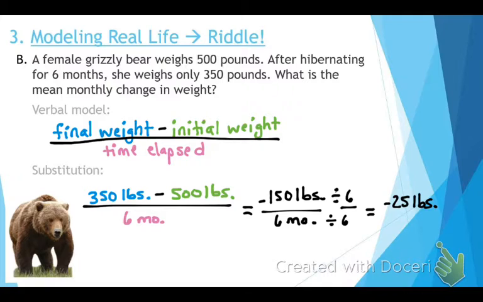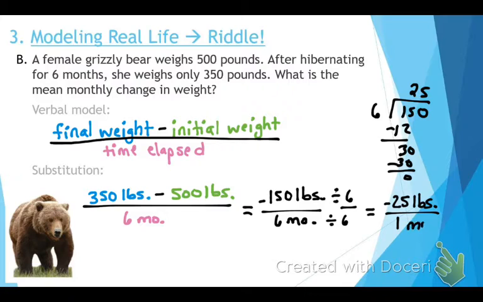Okay, and once again, if you didn't know how to do that, you just come off to the side and do 150 divided by 6, and you know it comes out to being 25. And our answer we know has to be negative. So negative 25 pounds per what? Per 1 month. Okay, how many of you would say you got the same answer? Fantastic. How many of you just forgot the negative sign? Oh. All right, so listen.